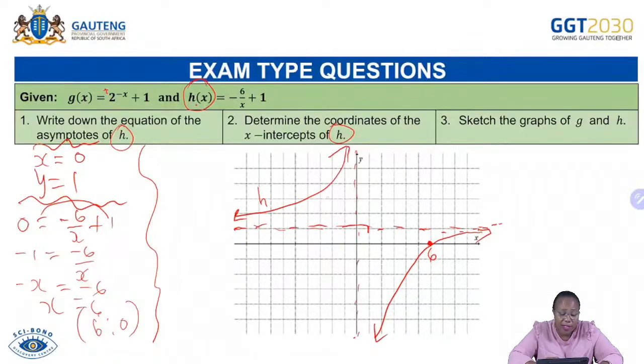Now let's look at the intercept. If we put 0 here, it will be 2 to the power 0, it's 1. 1 plus 1 is 2. That means this graph will cut at 2 there. So it will come this way.